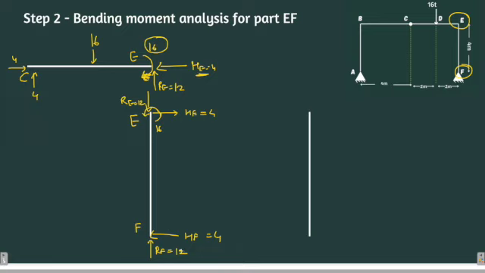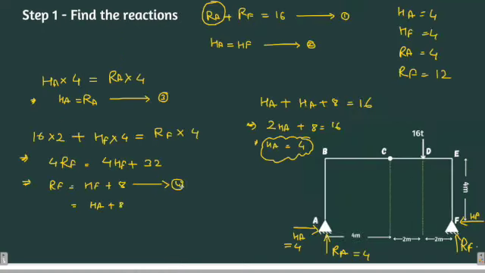Now if you look carefully, this 12 in the upward direction and this HF from right to left is the same as the reactions which we found in step number 1. Let me just show you. Look carefully. This RF was 12 units and HF was 4 units, which we got from this step, right? This was the same thing. I just wanted to show it to you.